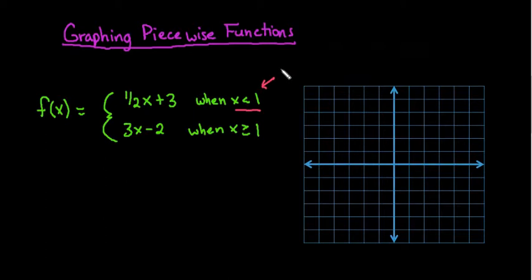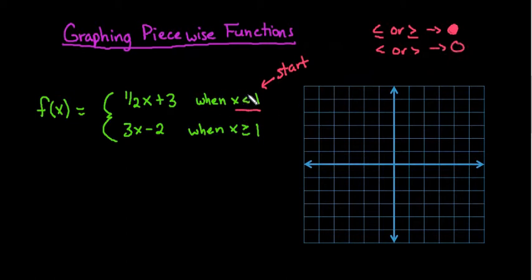So we always start at this point. And then you just decide that if it's less than or equal to or greater than or equal to, then you're going to use a closed circle at that point. If it's less than or greater than, you would use an open circle at that point.